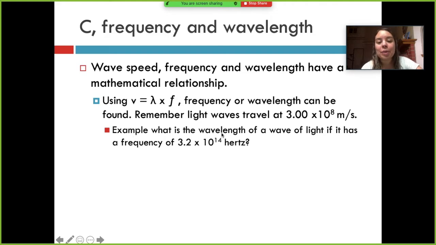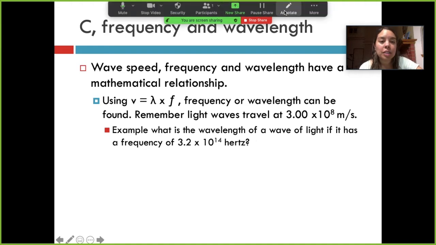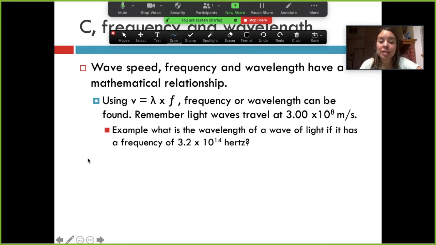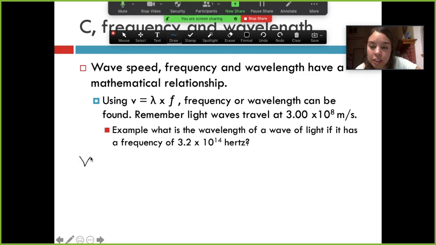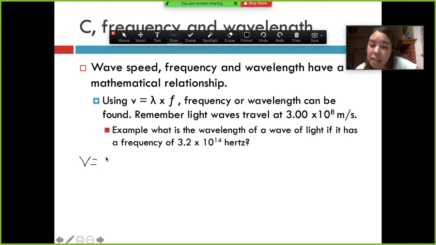So the example: what is the wavelength of a wave of light if it has a frequency of 3.2 times 10 to the 14th? So the first thing I like to do is just to write down everything that I already know from the problem. So I know that the speed of light is going to be 3 times 10 to the 8th, that the frequency is going to be 3.2 times 10 to the 14th. And what I'm trying to find is wavelength.